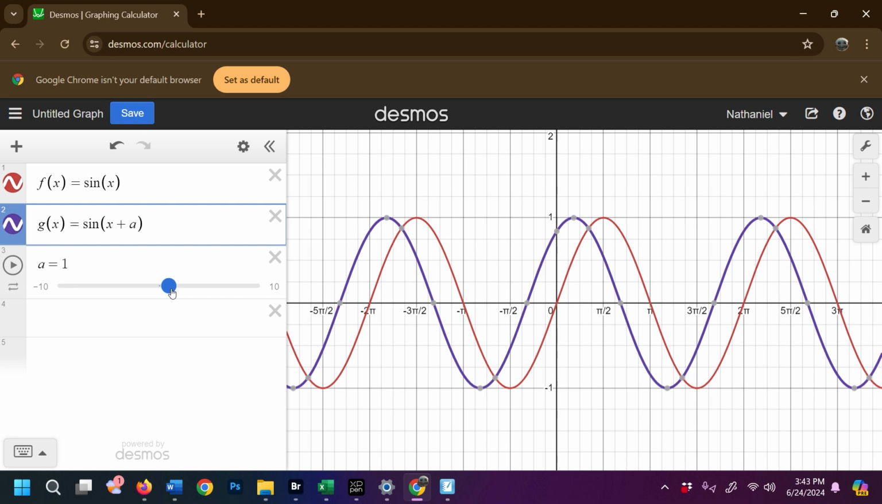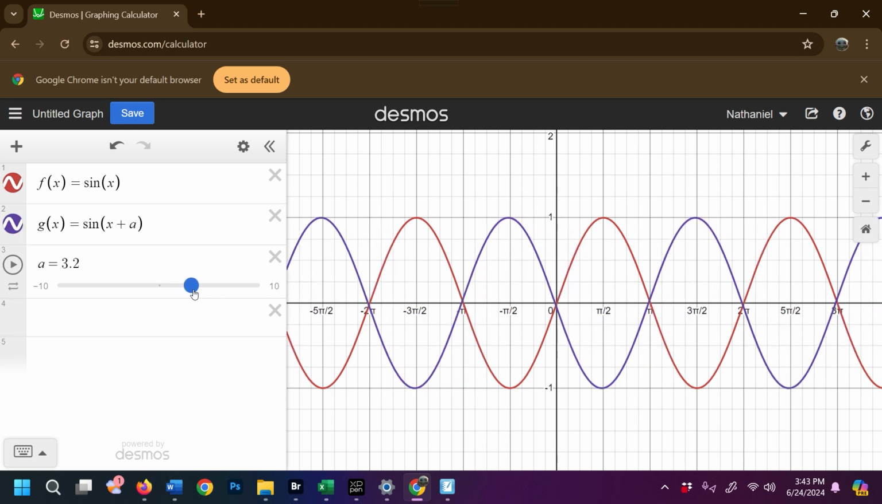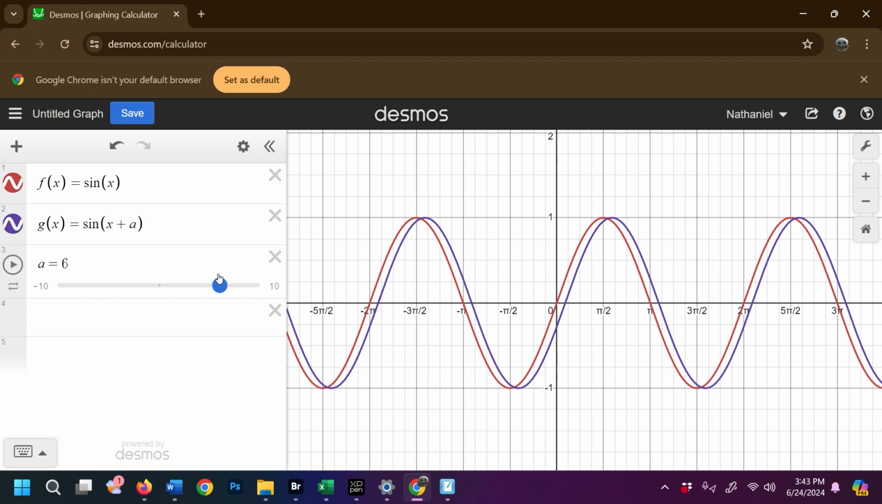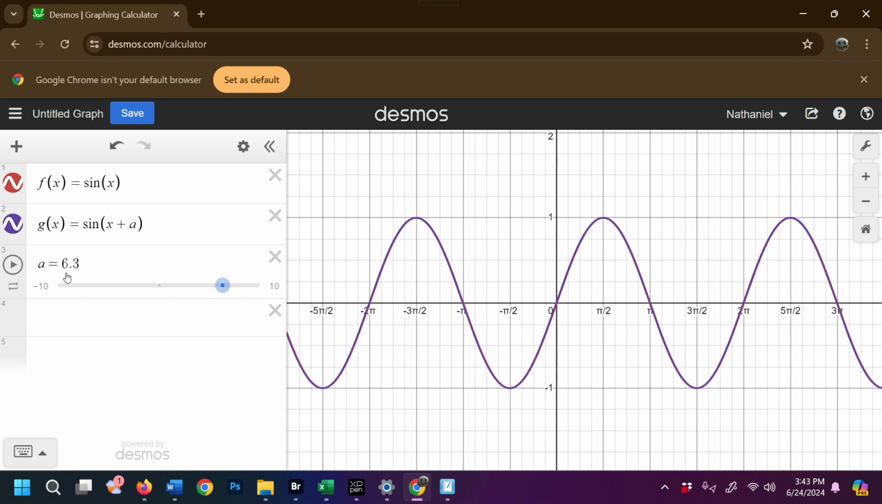Well, if I move this slider over, and remember, when you're doing plus a constant, and that's all I'm doing, remember the transformations. We're translating left a units. If I move this over, look at me moving it over. I get pretty close right there. 6.3. What is that about? And you can see it's not perfect. Well, 6.3, that's pretty close to 2 pi. And when it's 2 pi, all the points in f line up with all the points in g. F of x and g of x are equal.